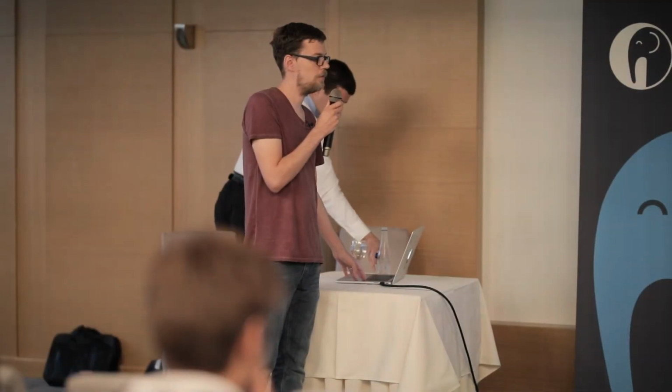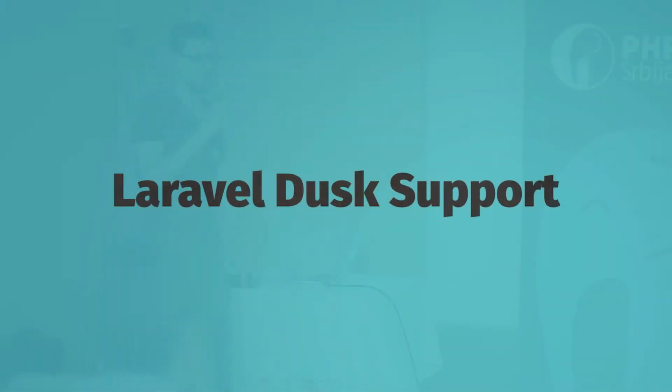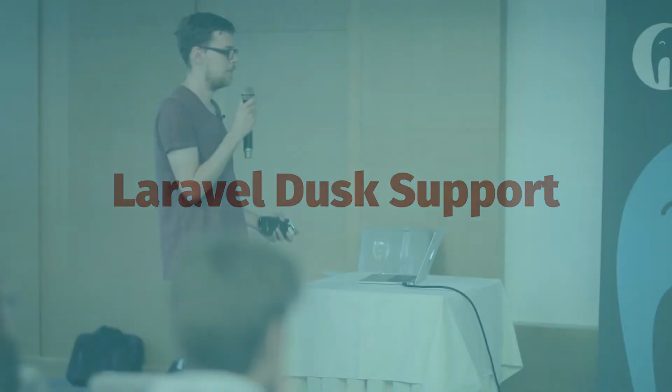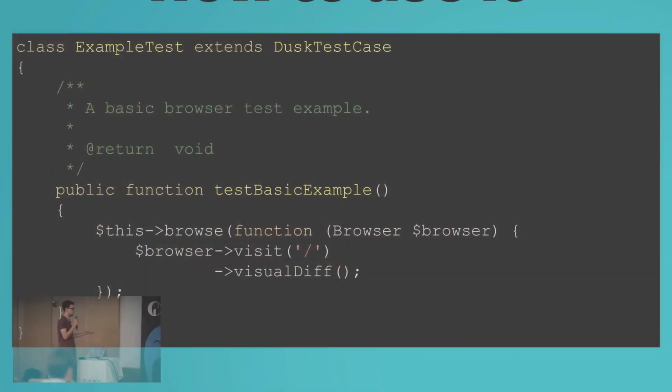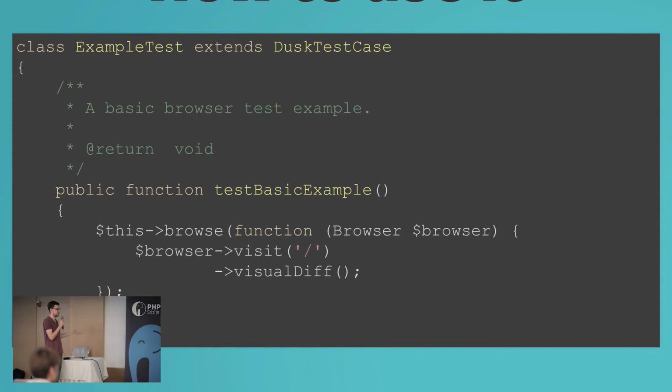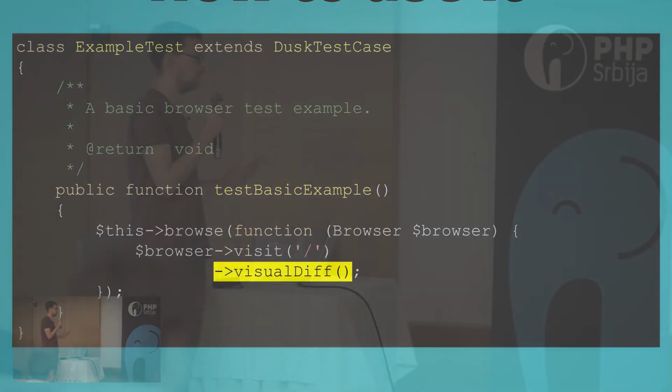For those of you who don't know what Laravel Dusk is, it's a browser testing suite. It allows you to start a headless Chrome that you can use to interact with your application, so you can also test JavaScript with it. And it works in the same way. You just add the visual diff function after you visited a page, clicked on a button, entered some text, etc. And with this, you can start the visual diff process.